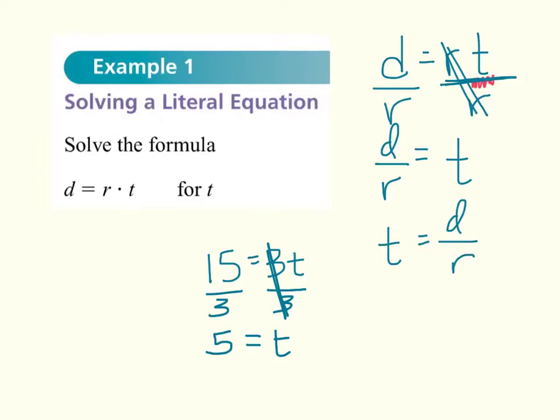Now think conveniently about this particular formula right here, which is distance equals rate times time. In the distance equals rate times time problems, you've got the rate, say for example in miles per hour, and you're multiplying that by the time, say in hours, and you're getting the distance in miles. Now that's great if what I've been given is the rate and the time.